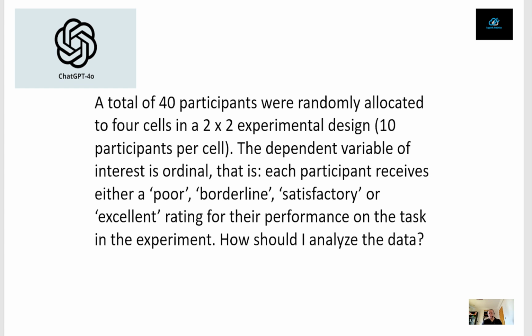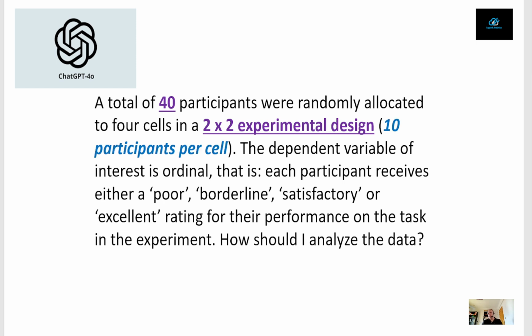Now there is of course quite a bit of information in this piece of text. First of all, there are 40 participants, so a sample of 40. In a 2x2 experimental design, that's why it says randomly allocated to the 4 combinations or cells in a 2x2 experimental design. Also useful to know that there were 10 participants per cell, so it is a balanced design, provided that there was no missing data, of course, which isn't mentioned in this prompt.